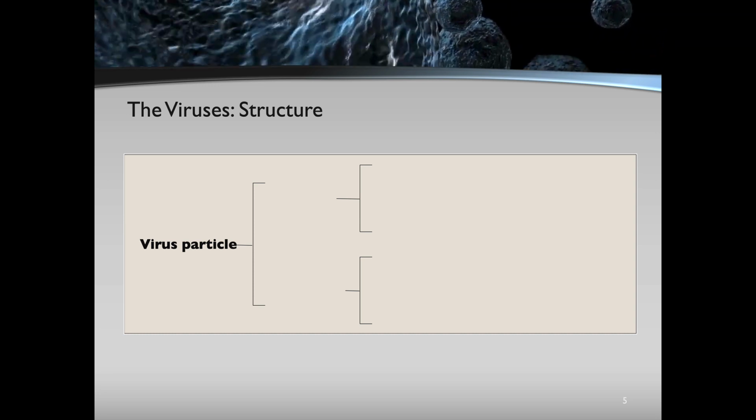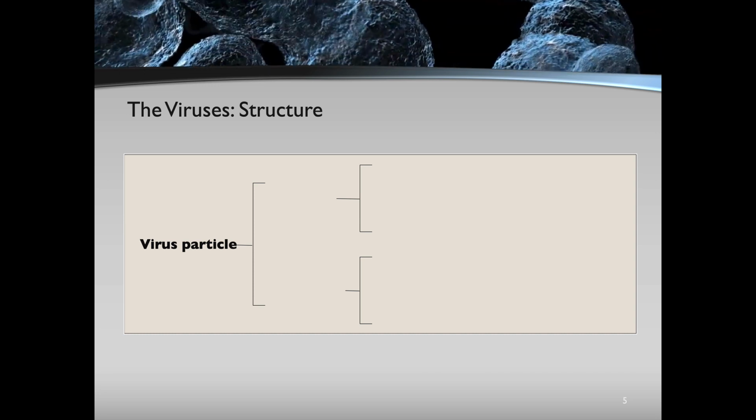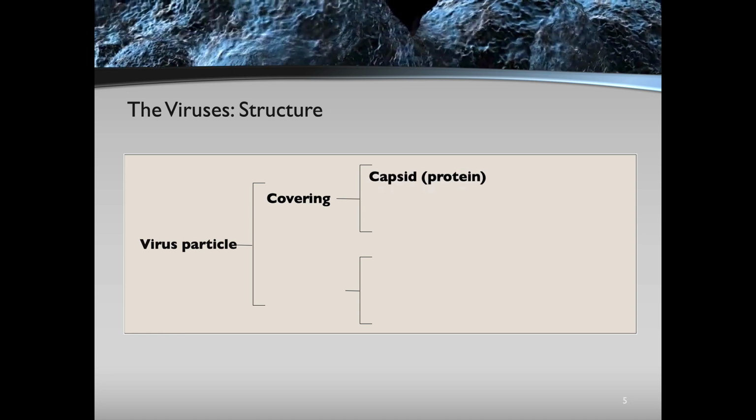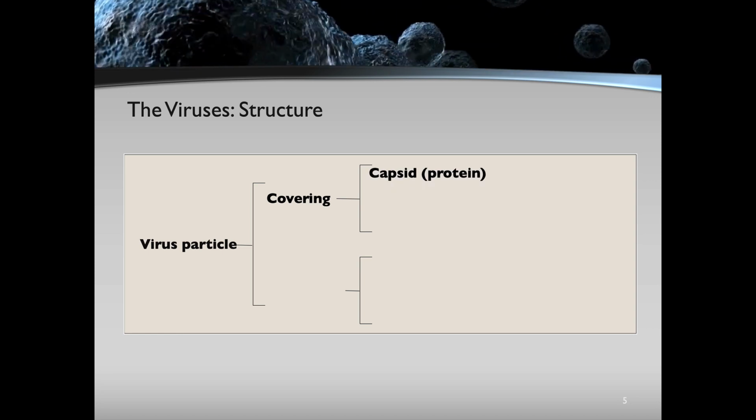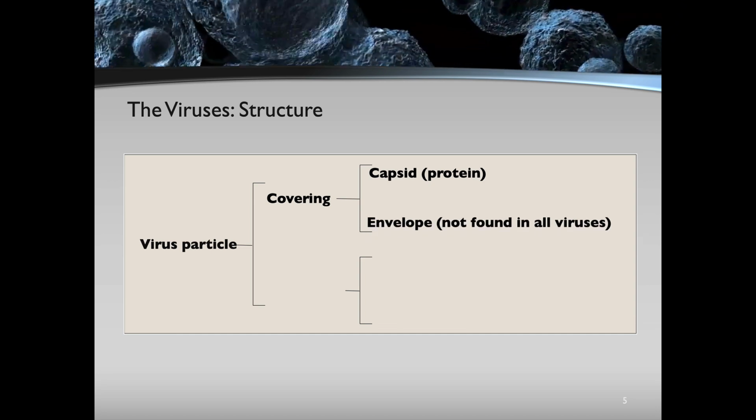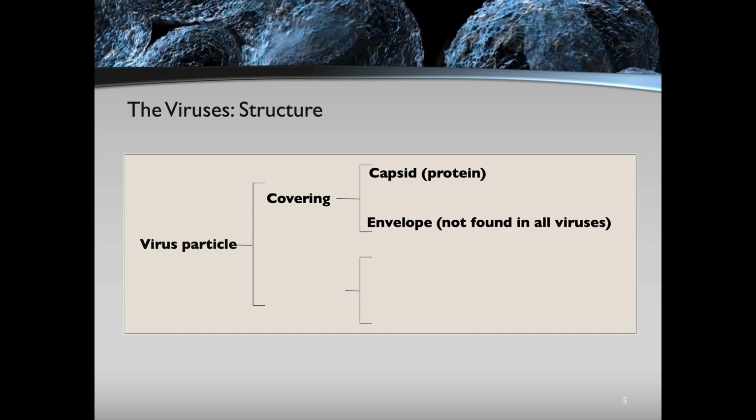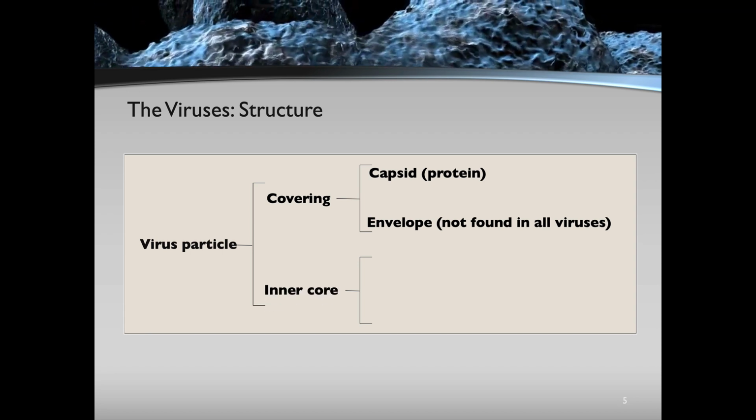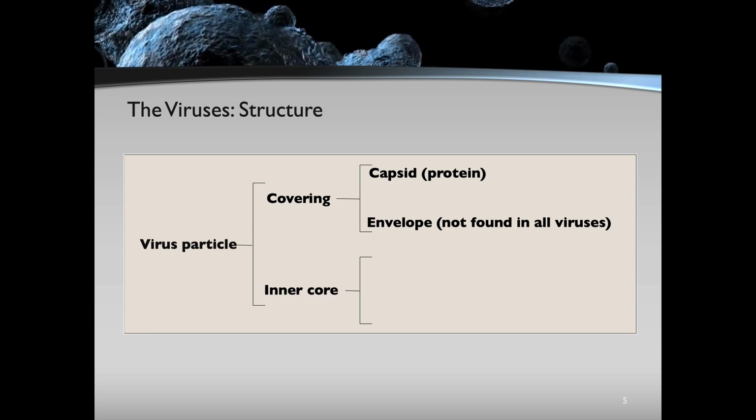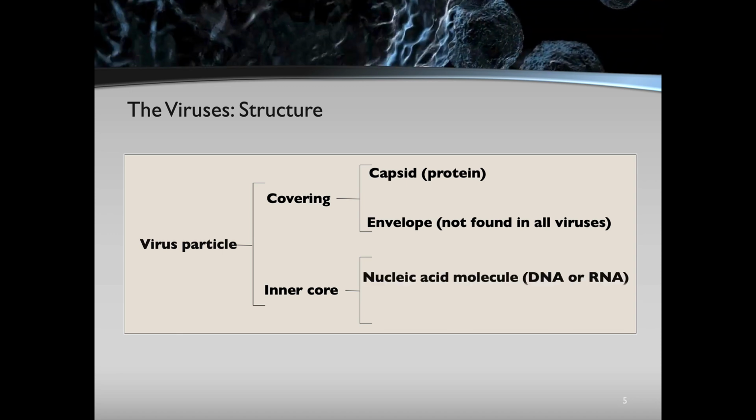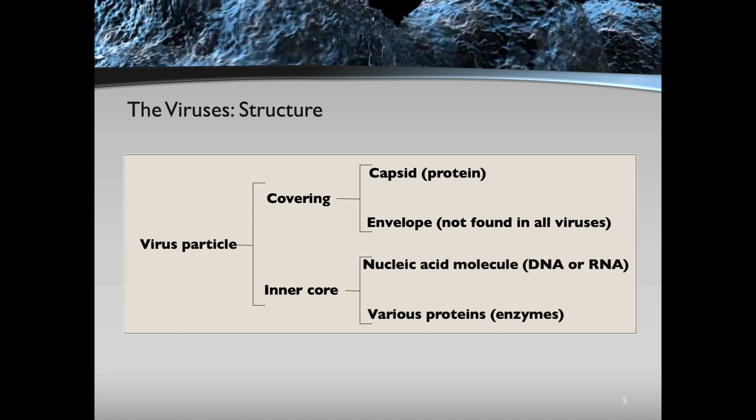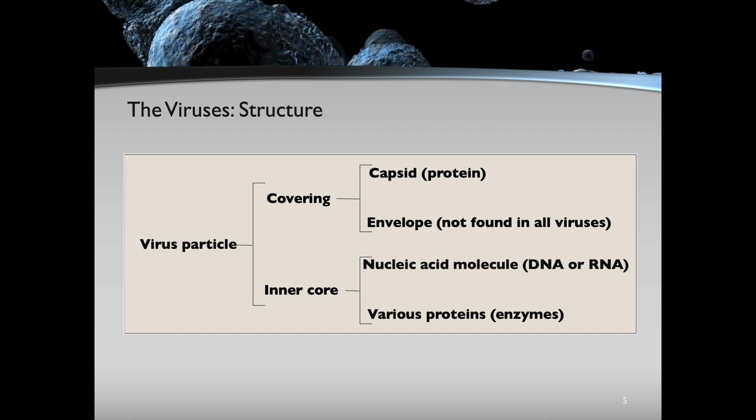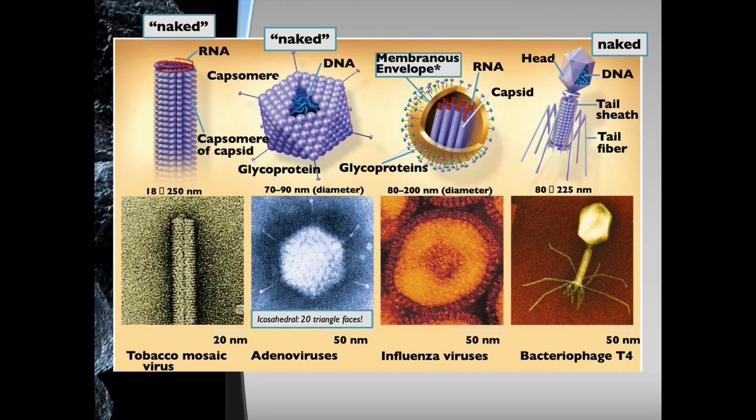So here we'll look at a general breakdown of the structure of viruses. Virus particles have a covering made of a capsid, which is ultimately made of protein, and it can have an envelope. So not all viruses do have envelopes, but some do. The inner core of a virus particle, as we said, is nucleic acid. It's its genetic material, and it can be DNA or RNA, and it can also carry some proteins in the form of enzymes with them as well.